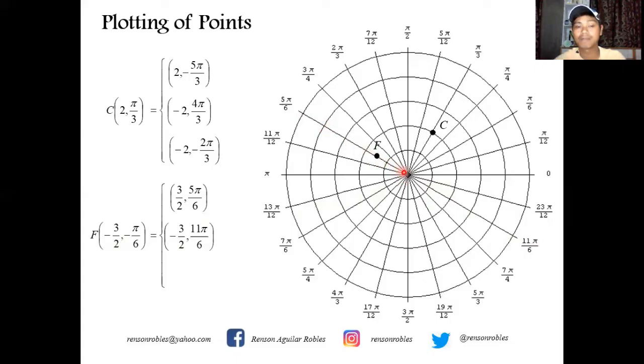It can also be named negative 3 halves, 11 pi over 6. This is 11 pi over 6, since 11 pi over 6 and negative pi over 6 are the same angle. And finally, point F can also be named 3 halves, negative 7 pi over 6. This is 7 pi over 6, and its negative counterpart is 5 pi over 6. So 5 pi over 6 is the same as negative 7 pi over 6, and 11 pi over 6 is the same as negative pi over 6.